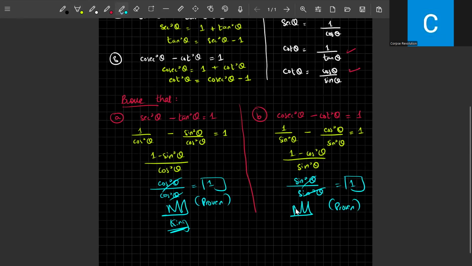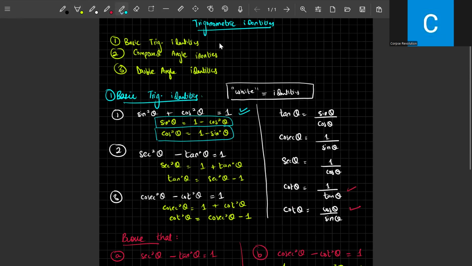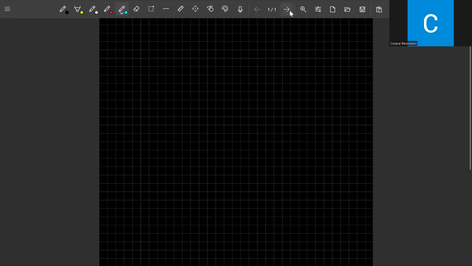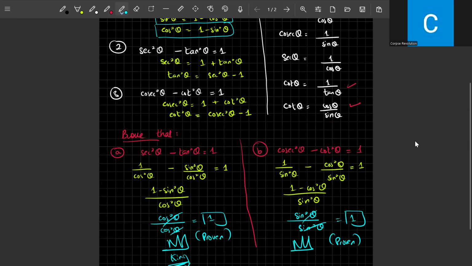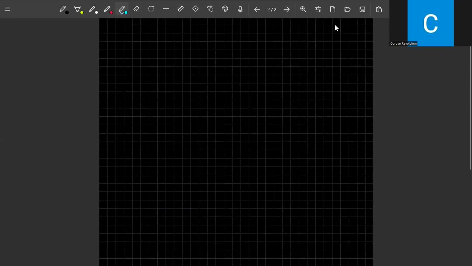So yes, that is part 1 with basic trigonometric identities. Now let's jump over to compound angle identities. I hope everything studied here is crystal clear. Now compound angle identity.